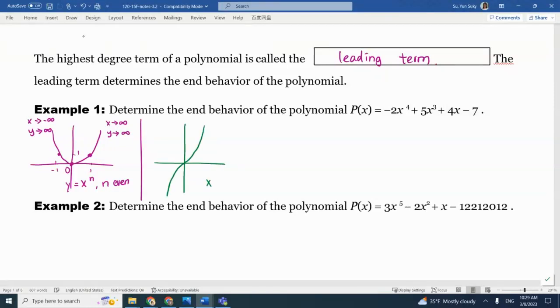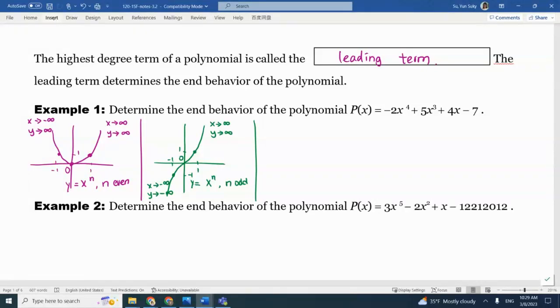Now, how about x cubed? Like that, right? So all the odd powers look like x cubed. Just the shape is a little bit different. It passes through 0, 0, 1, 1, and minus 1, minus 1. Now tell me, when x goes to infinity, what happens to your y? It goes to infinity. And when x goes to minus infinity, what happens to your y? Negative infinity. Exactly. So this is what happens in general. It depends on whether it's even degree or odd degree. Is that clear, everybody?